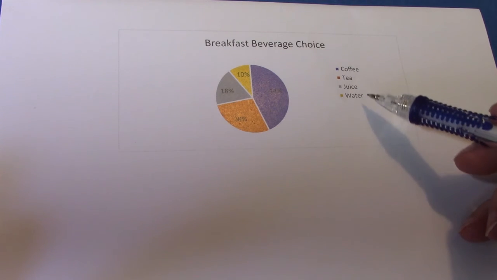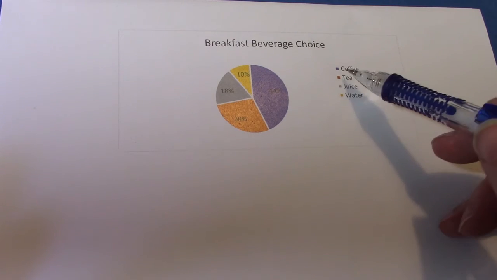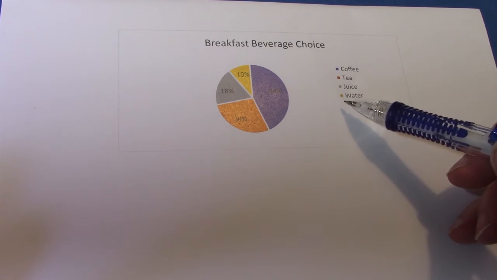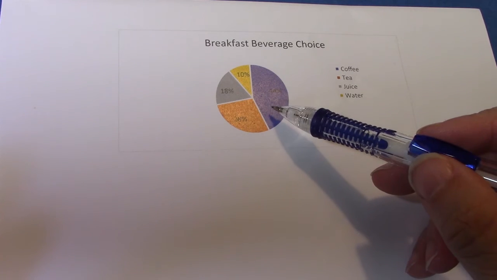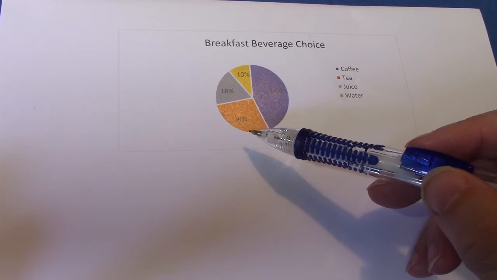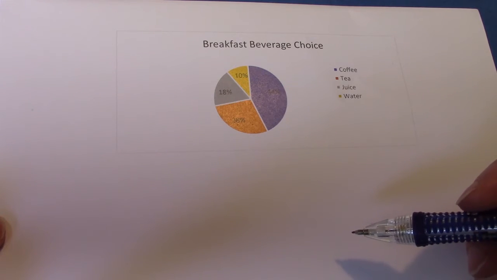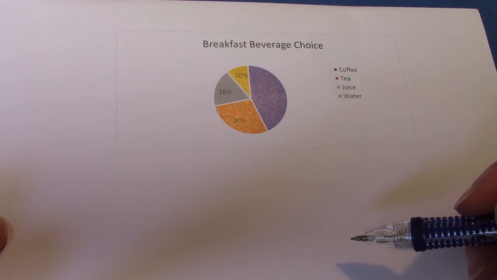Now the list of beverages is over here on the side in what we call a legend. The color next to each beverage is the same as the color of its segment, and the percentages are shown inside. After you've read the title and you've looked at the names of each segment, think about what the picture shows. In this case, we notice that coffee is the most common choice. It's almost half of the entire circle.